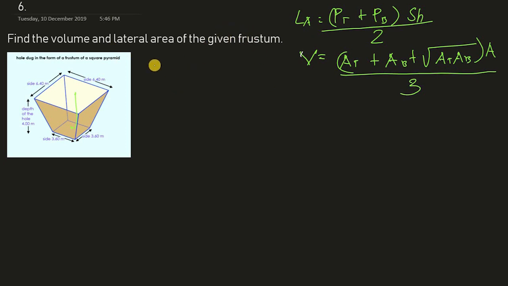First is the lateral area. So, lateral area, guys, is first perimeter ng ating top. Perimeter ng ating top, that's basically 6.4 times 4 kasi nga square siya, di ba? 6.4 times 4, that's 25.6. That's 25.6 plus, ano yung sa bottom naman natin, that's 3.6 times 4. 3.6 times 4, that's 14.4. I-times natin yan sa ating slant height.